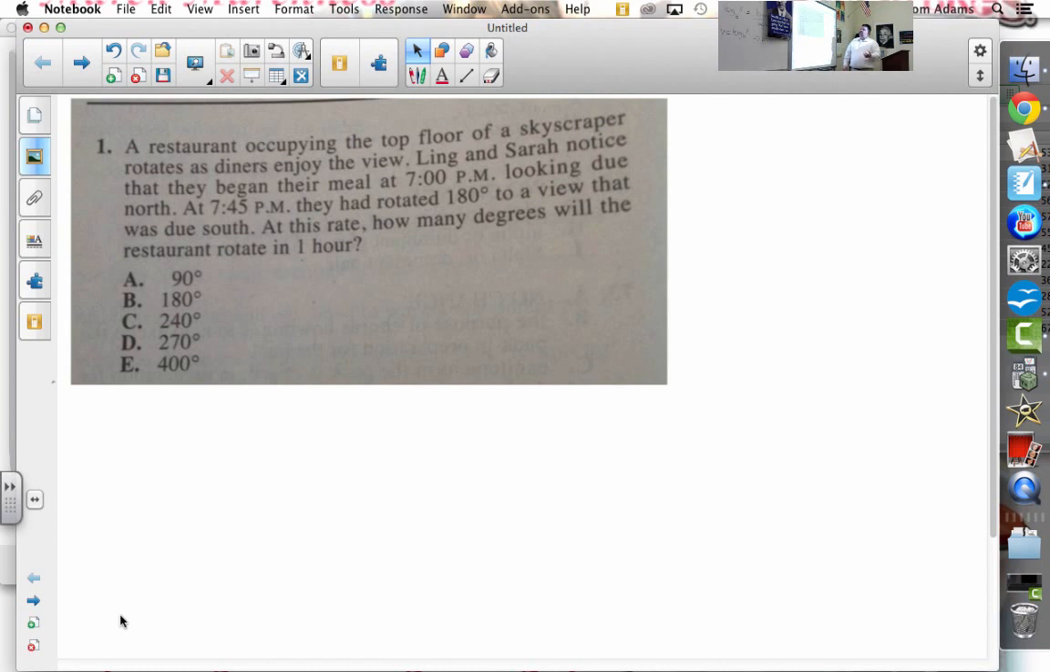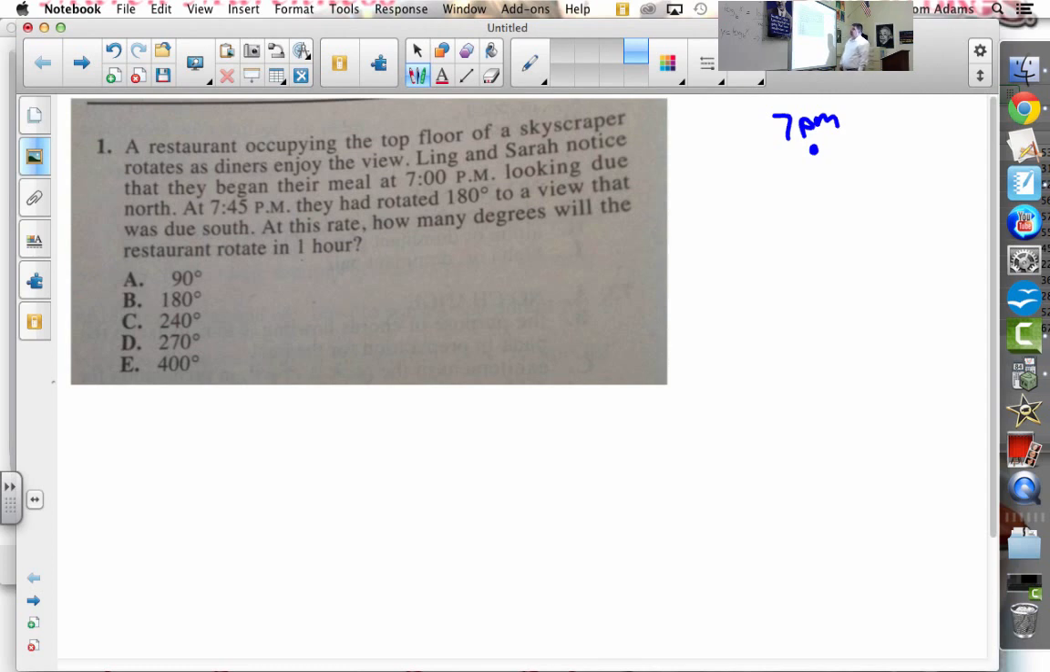Ling and Sarah notice that they begin their meal at 7 p.m. looking due north. So let's just kind of draw a picture. So we have a restaurant right here at 7 p.m. is where they are. And then it says at 7:45 they've rotated 180 degrees.